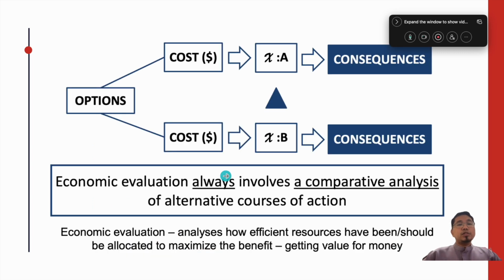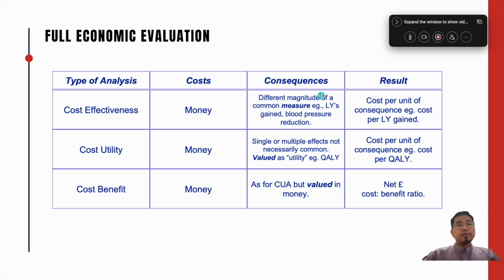Basically, the full economic evaluation always involves a comparative analysis of the relative cost of actions. When we look at the cost and consequences and compare them to the other alternatives, the full economic evaluation will analyze how efficiently resources should be allocated to maximize the benefits. So, like I said, for the full economic evaluation, we have cost effectiveness, cost utility, and also cost benefit.